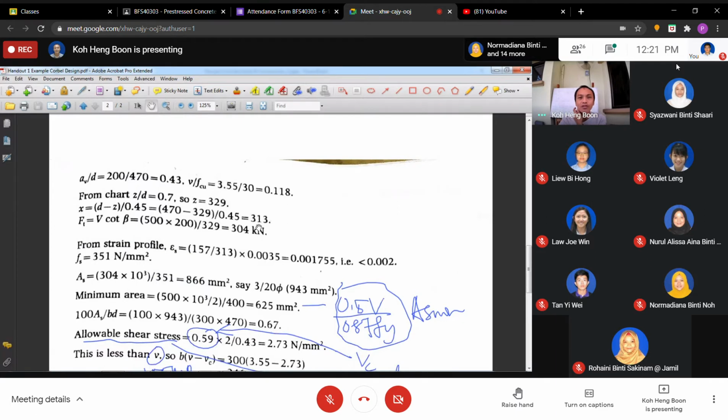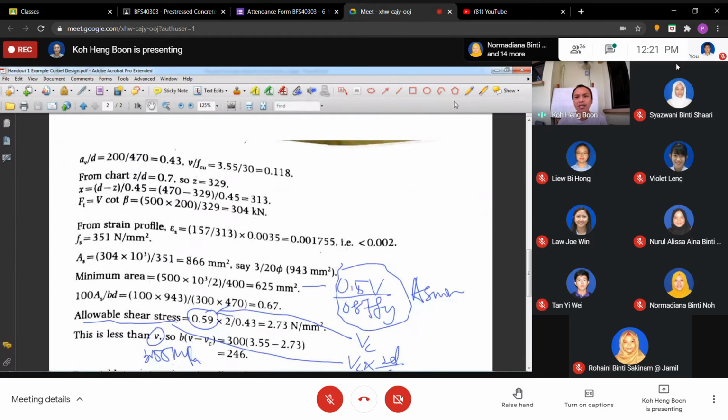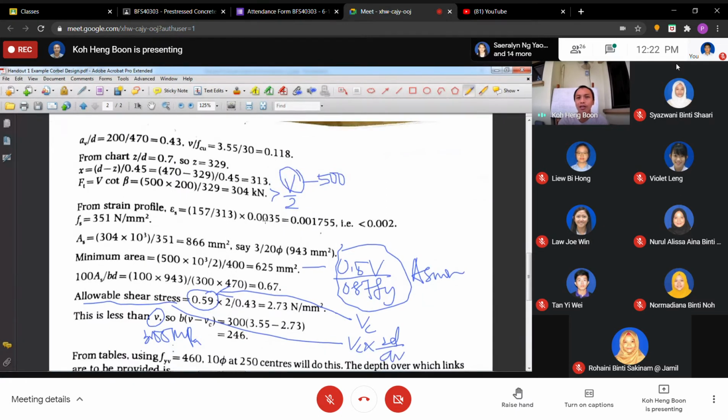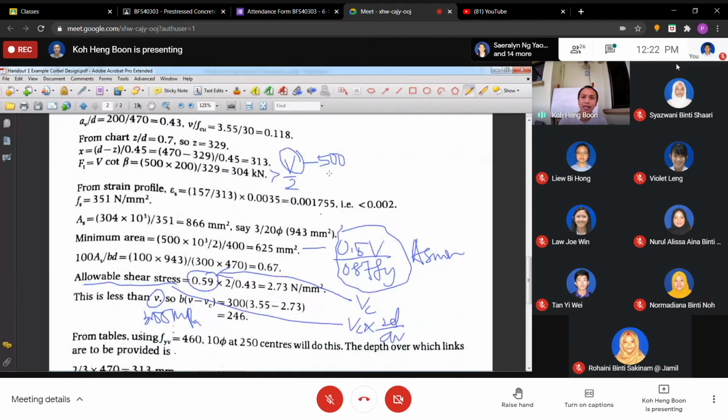So make sure this FT is greater than what? Greater than V over 2. This one is 500. It must be greater than this, greater or equal. Okay, this is all right, greater. If let's say this value is less than 250, since 500 over 2 is 250, we have to use 250 in the design.